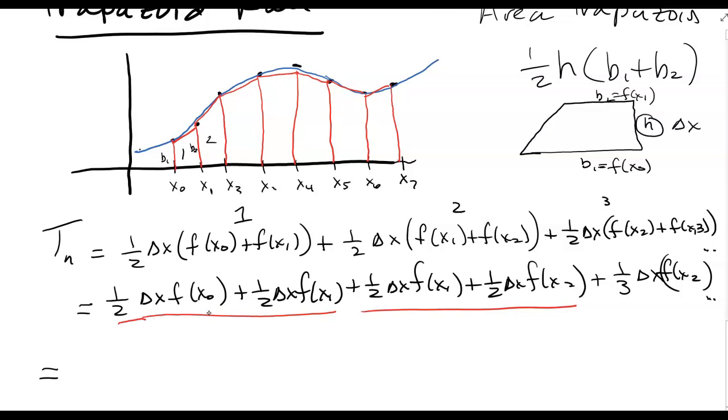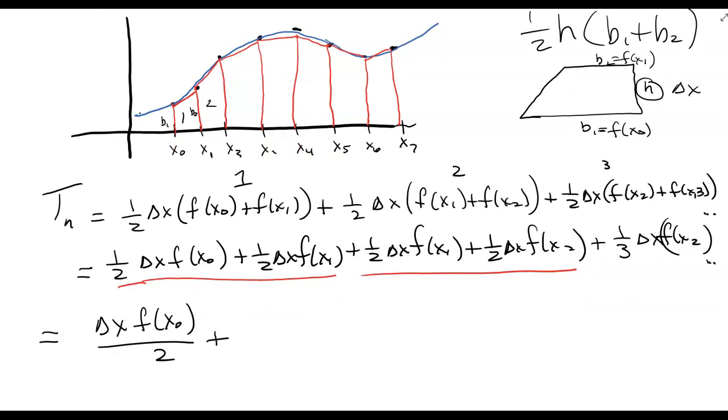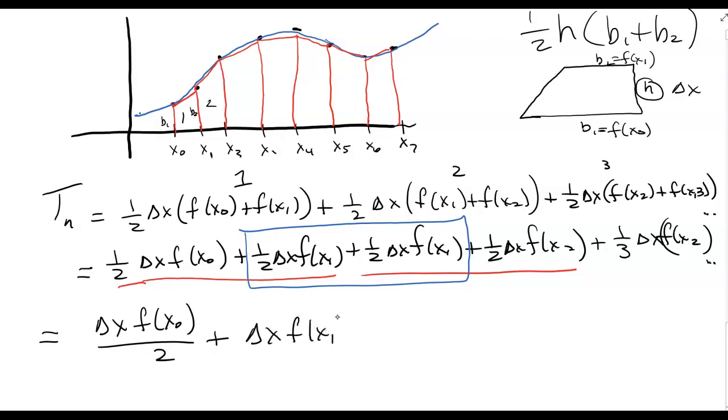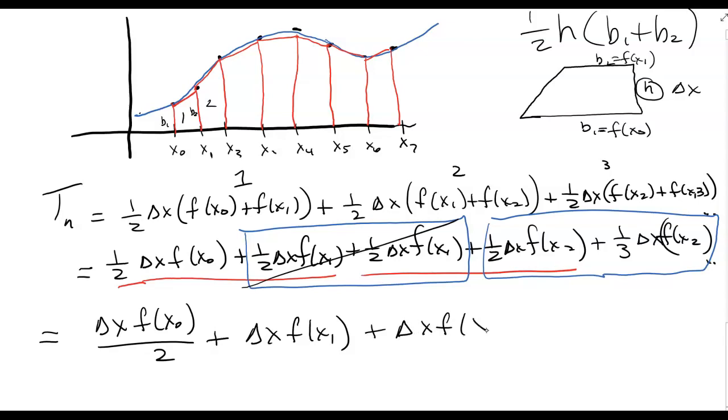Notice 1/2 delta x of the initial value. Can't do anything with that. We're just going to say delta x times f of x of the initial value over 2. That one is what it is. But look what happens to every pair after that. I have a 1/2 delta x f of x of 1, 1/2 delta x f of x of 1. When you add two halves together, we get just delta x times f of x of 1. They come together to make 1. The next pair come together to make 1 delta x f of x of 2.